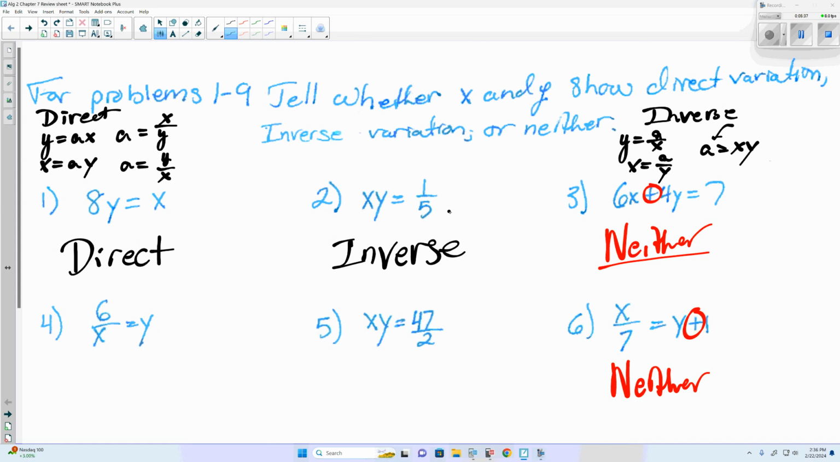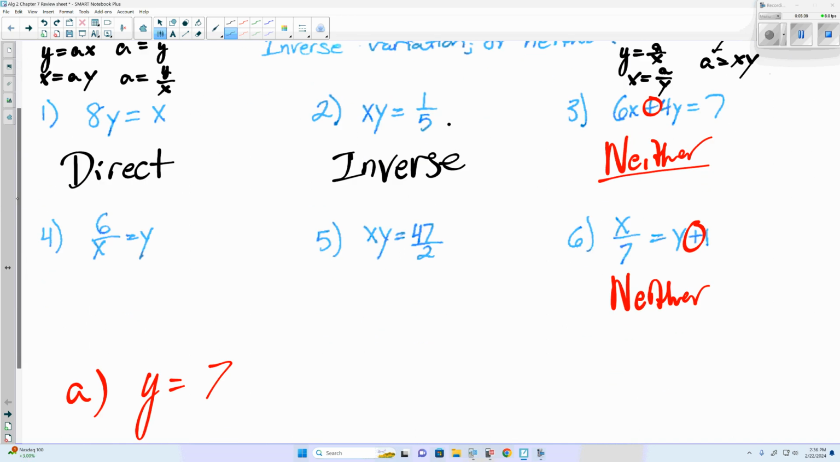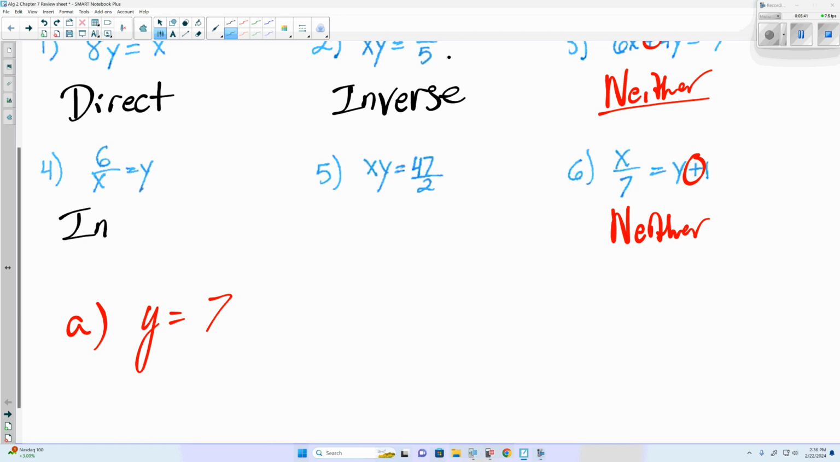Number 4, 6 over x equals y is inverse. So we match it up to the form that we have. If a variable is on bottom by itself and the other variable is on the other side, we're talking inverse. Number 5 is inverse also.